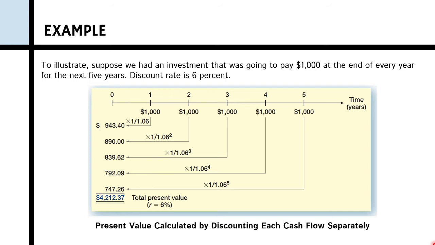That is 747.26. In year 4, the 1,000 is gonna be discounted for 4 periods. So 1,000 divided by 1.06 raised to 4, that's gonna be 792.09. In year 3, 1,000 divided by 1.06 raised to 3 is 839.62. Year 2, 1,000 divided by 1.06 raised to 2, that is 890. Year 1, 1,000 divided by 1.06, that is 943.40. We will add them up and we will get 4,212.37.